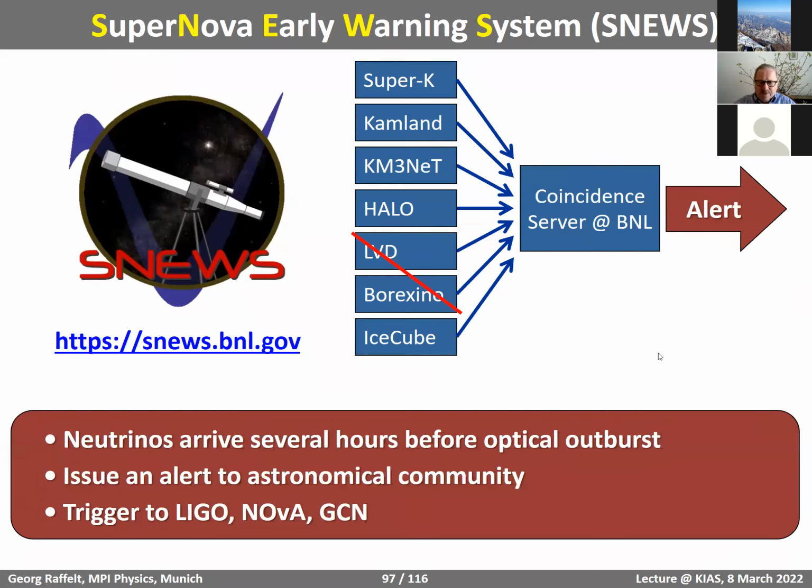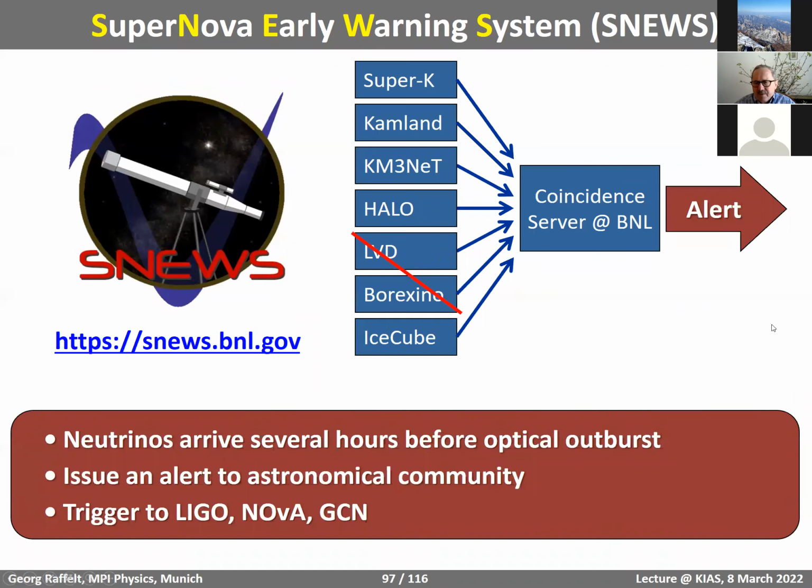On the other hand, if one were to happen, neutrinos would be the first thing that we would see. And so there is that supernova early warning system called SNEWS, where different neutrino detectors feed their possible observations and send an alert. You can book an alert yourself.